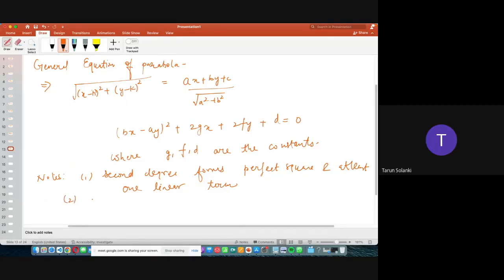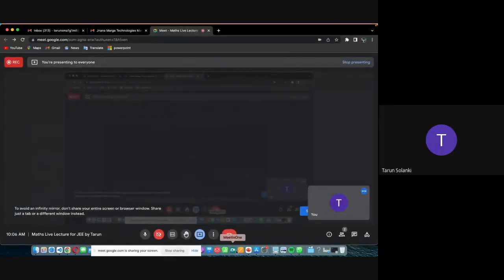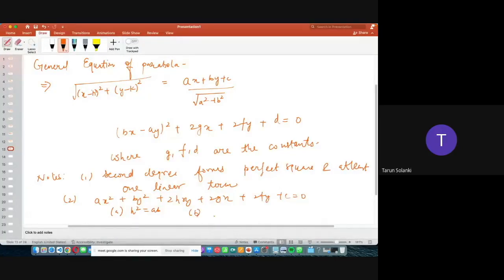Second, the general equation of second degree is ax square plus by square plus 2hxy plus 2gx plus 2fy plus c equals 0, which represents a parabola if h square equals ab, and delta, that is abc plus 2fgh minus af square minus bg square minus ch square, is not equal to 0. Just note down this.